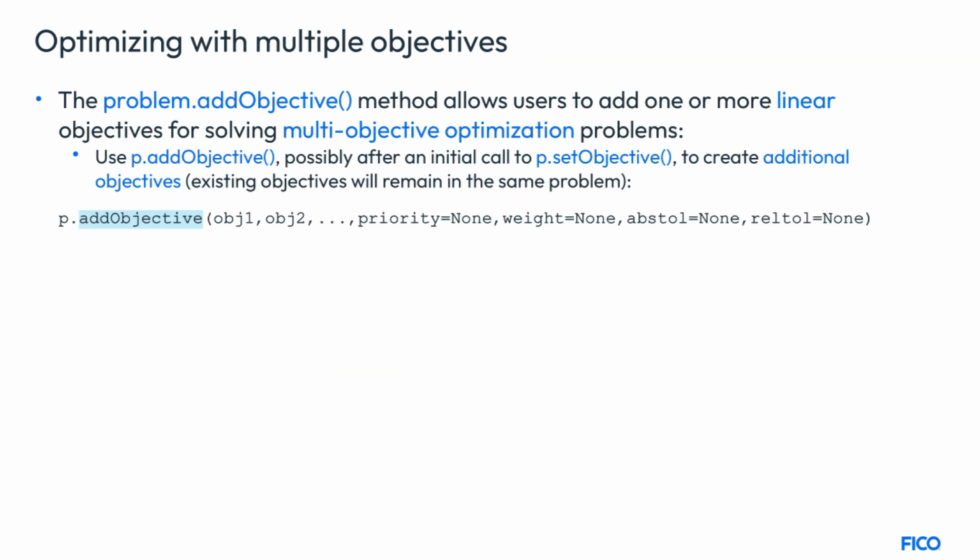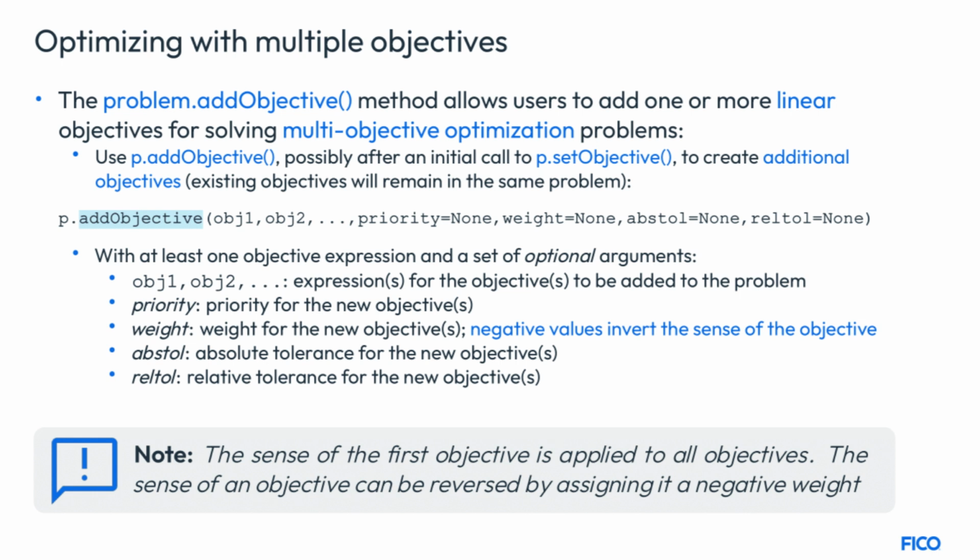To solve multi-objective optimization problems where several objectives are considered simultaneously, you can do so in the Python interface by using the problem.addObjective. This function adds a new objective to the problem and can also be called after an initial call to p.setObjective. When this function is called, the existing objectives will remain as part of the problem. The function can receive one or more expressions, and a set of optional arguments that include a priority value, a weight value, and absolute and relative tolerances.